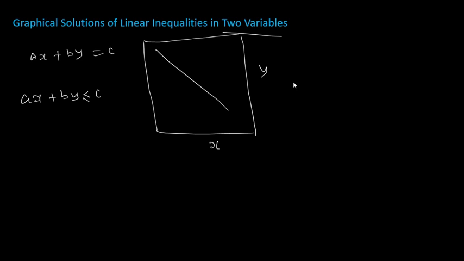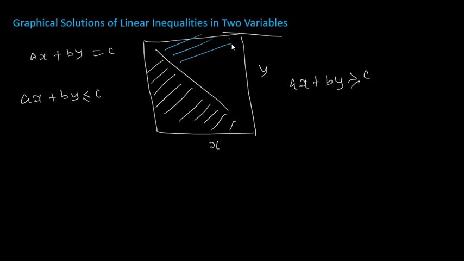Similarly, ax plus by greater than or equal to c. So these two parts, one inequality represents this half, the other one is this half. These two are called the half spaces of the corresponding inequations.